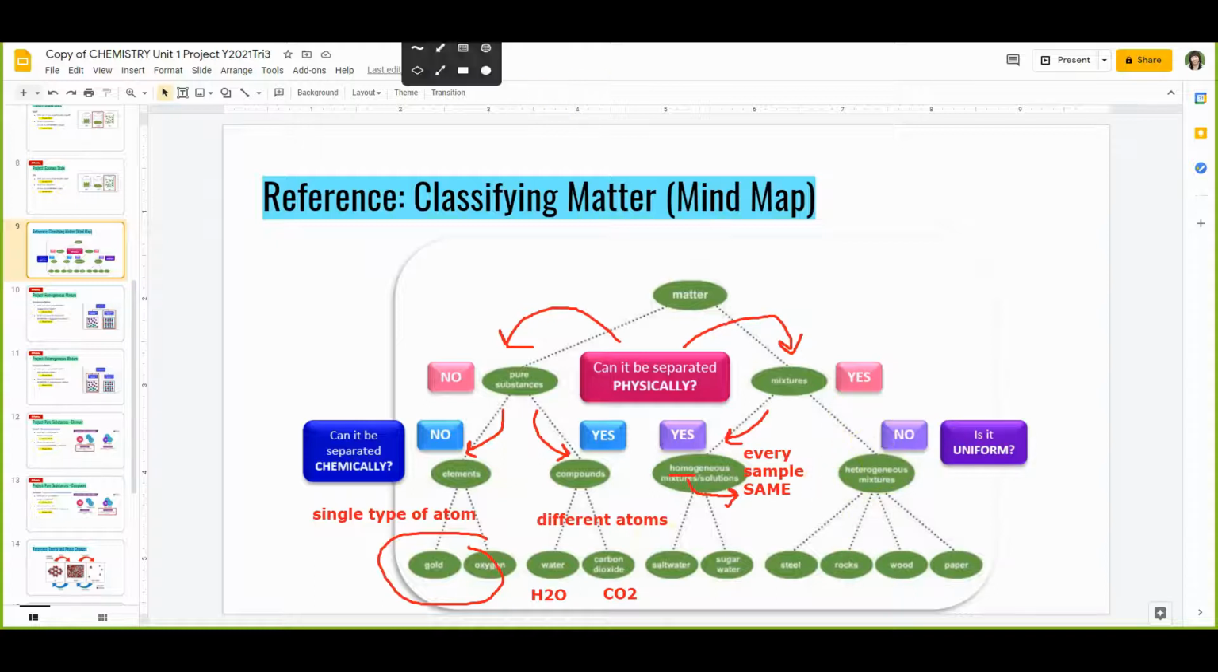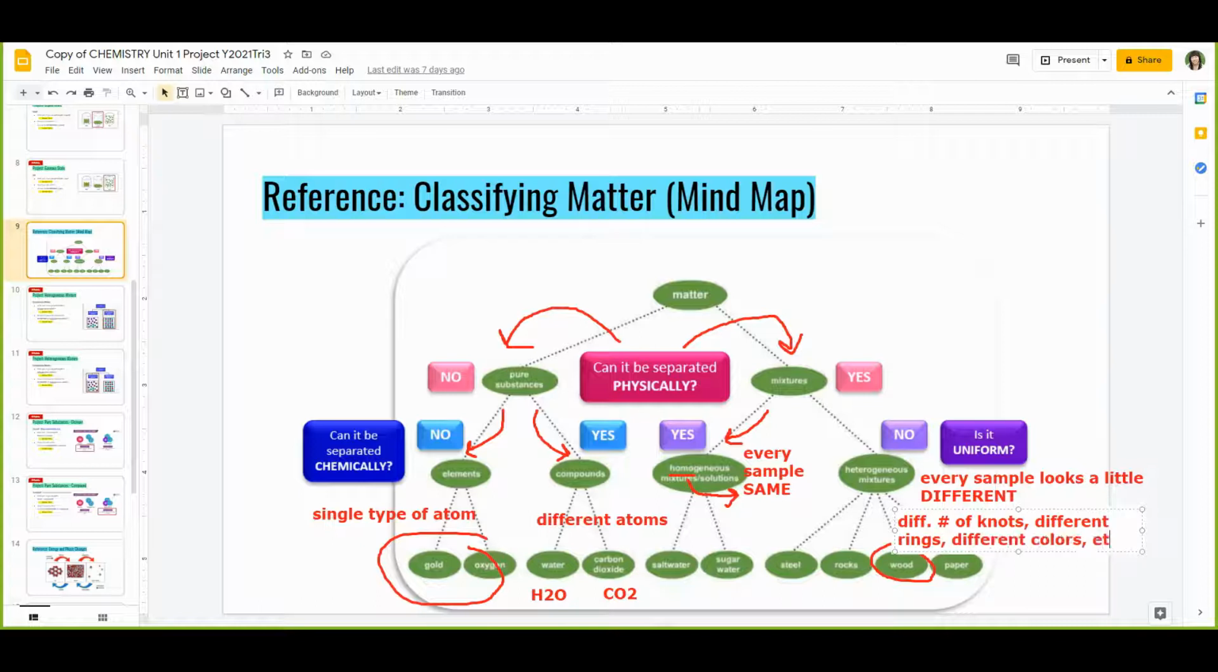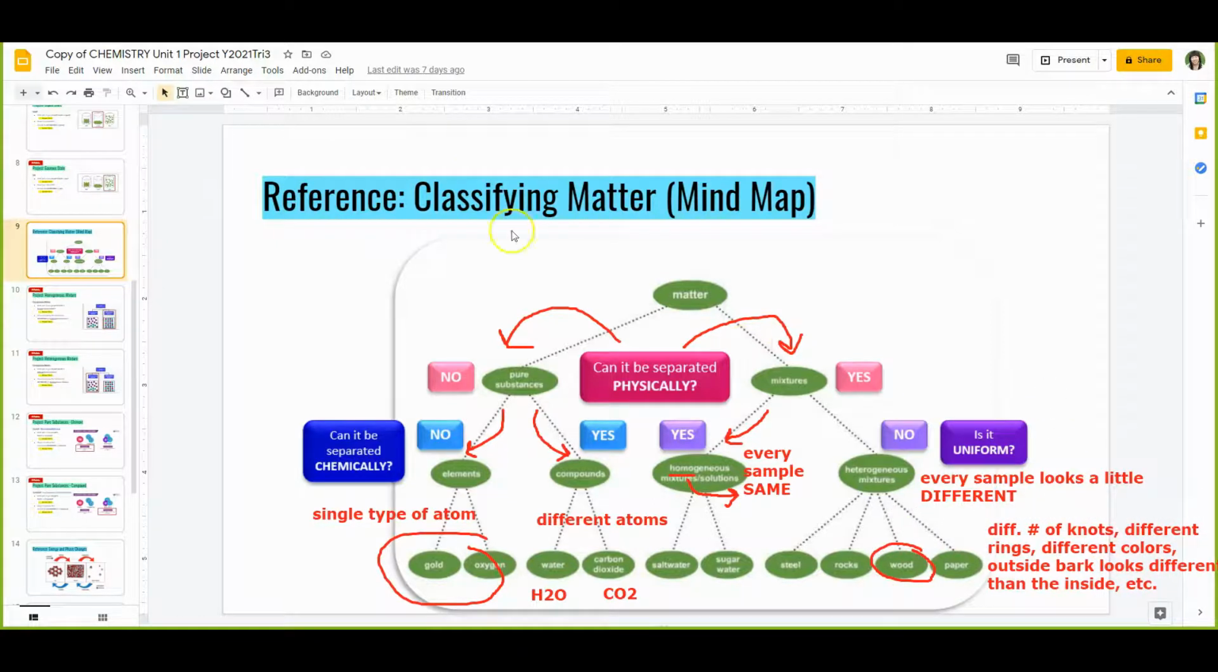Over here, heterogeneous mixtures, every sample looks different, at least a little bit. Every sample looks a little different. All right, so a good example that we talked about in class is wood, how every slice of wood is going to have a different number of knots, different rings, different colors. The outside bark looks different than the inside, etc. All right, so that's any type of mixture where it's not completely uniform, not completely the same. So let's go ahead and talk about how we're going to apply this to our project.